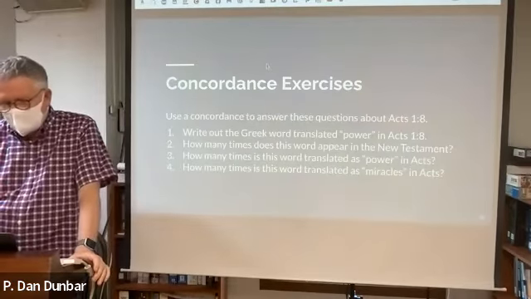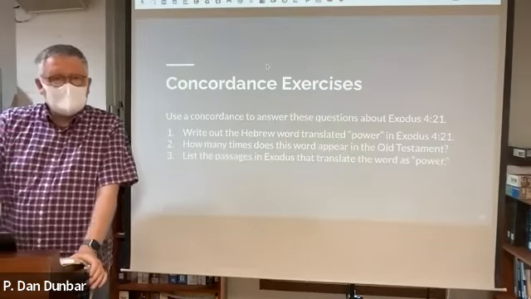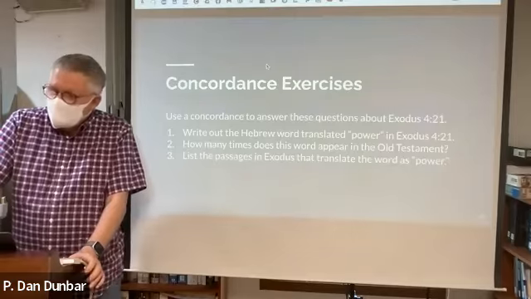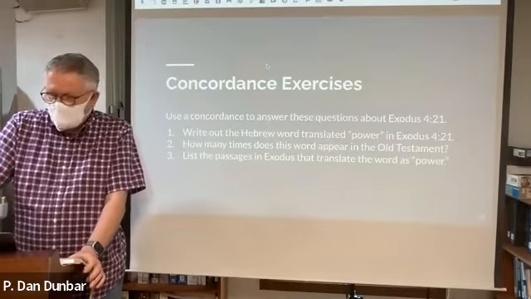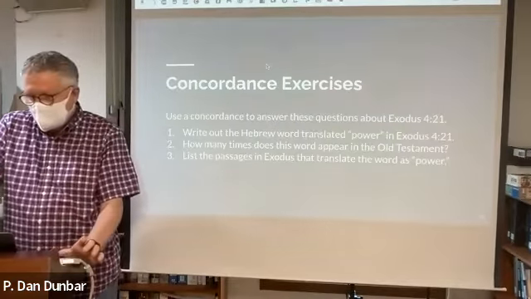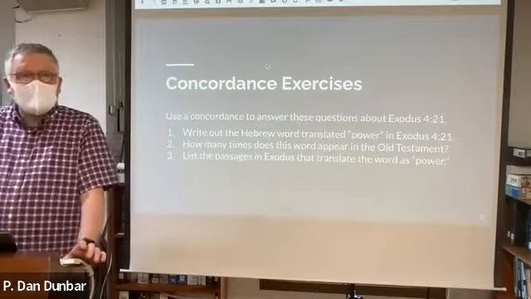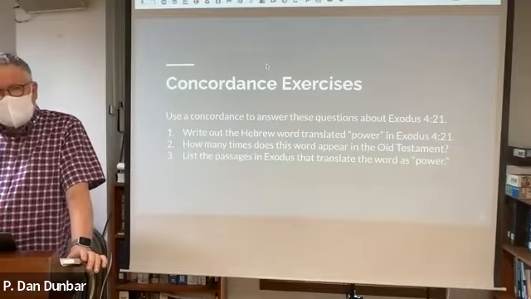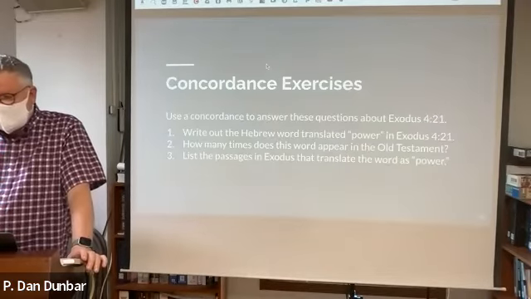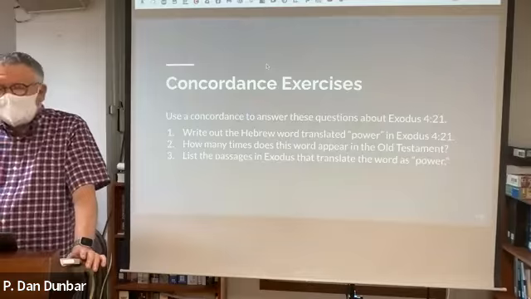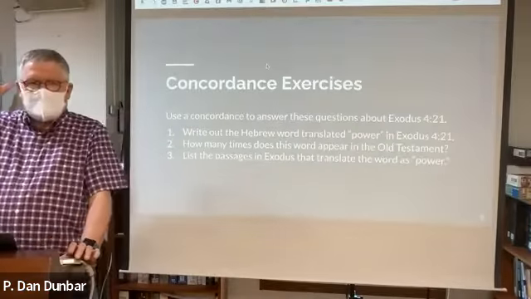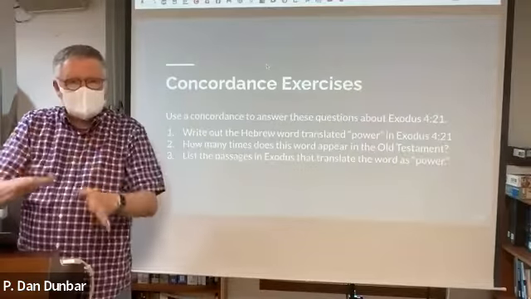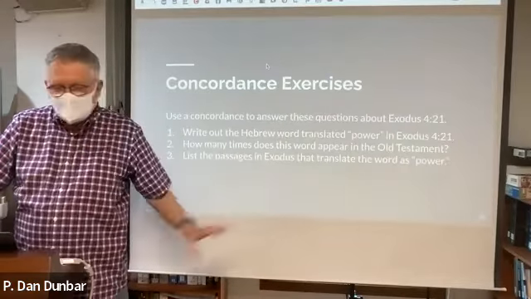Okay. Next exercise. Go to Exodus chapter 4, verse 21. We're looking at the word power again. Write out the Hebrew word that has been translated as the word power in that verse. How many times does this word appear in the Old Testament? And it says, list the passages in Exodus that translate the word as power. It means to say references. So it's in Exodus 4:21, it's Exodus 6:19, blah, blah, blah. Just list all the references. You don't have to write out the verse. Just write the references.